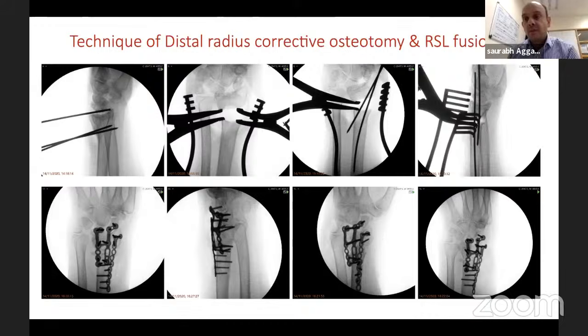Because if any screw is prominent, it'll give tenosynovitis, and then you'll have to take those screws out and do a tenosynovectomy. And this view tells you that none of the screws are going in the sigmoid notch, because as you know, sigmoid notch is concave like your tibial plafond and articulates with the ulna head. So a screw can easily go into this concave surface. So do lots of views. Make sure your screws are not in the first extensor compartment or in the sigmoid notch. Once I'm happy, then you can put your plate on.